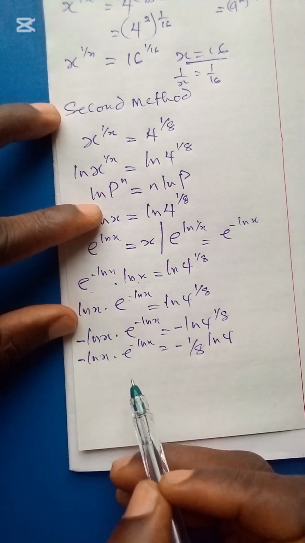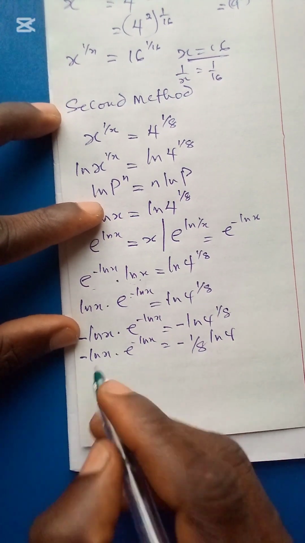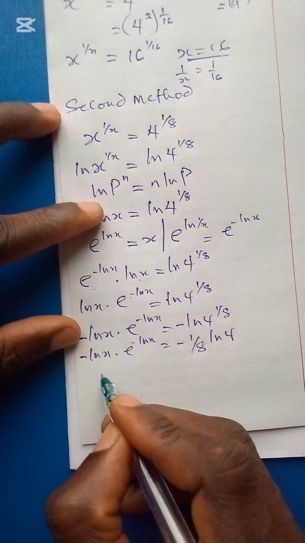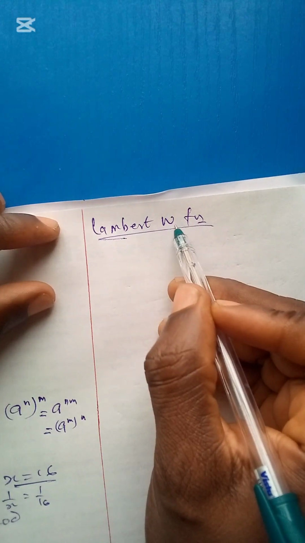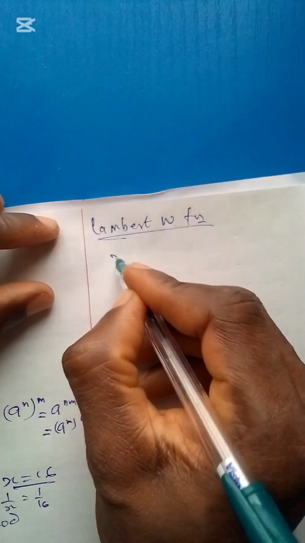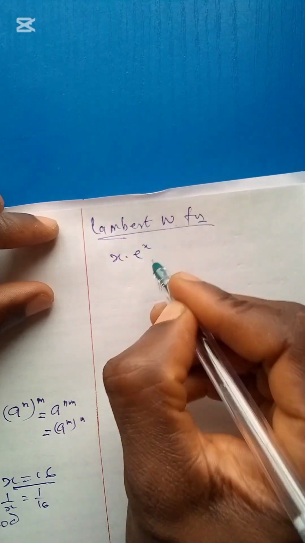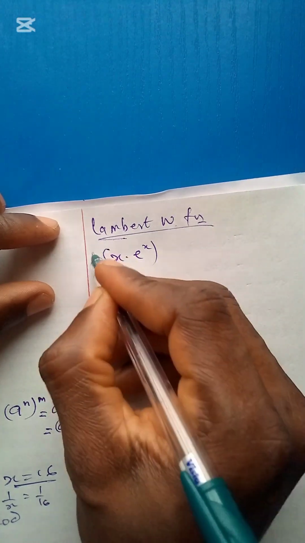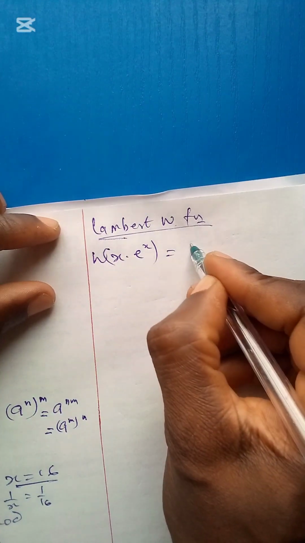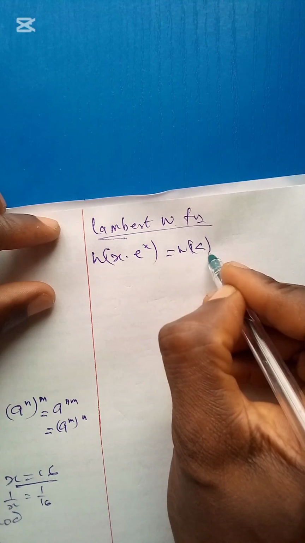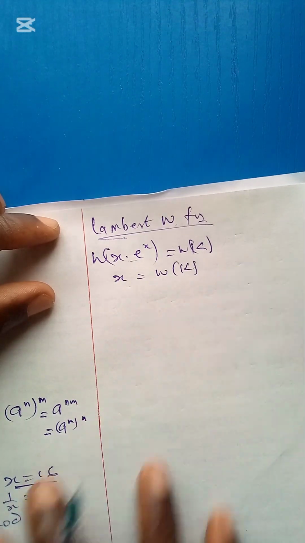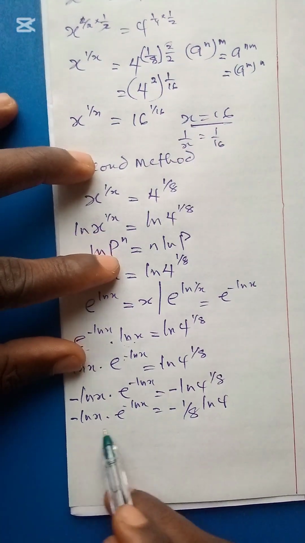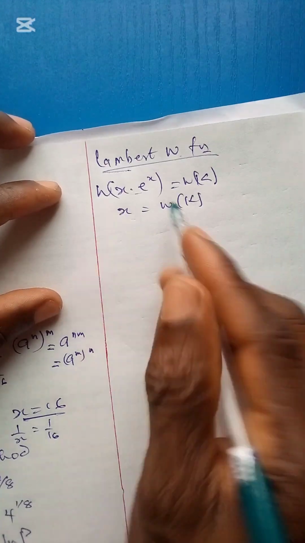Good. At this point, I need to apply the Lambert W function method. So what do we know about this Lambert W function method? If I have x times e raised to power x, and I take the W of both sides, it is equal to a constant first. Then here will give me x equals W of constant. So our problem is now in this form.